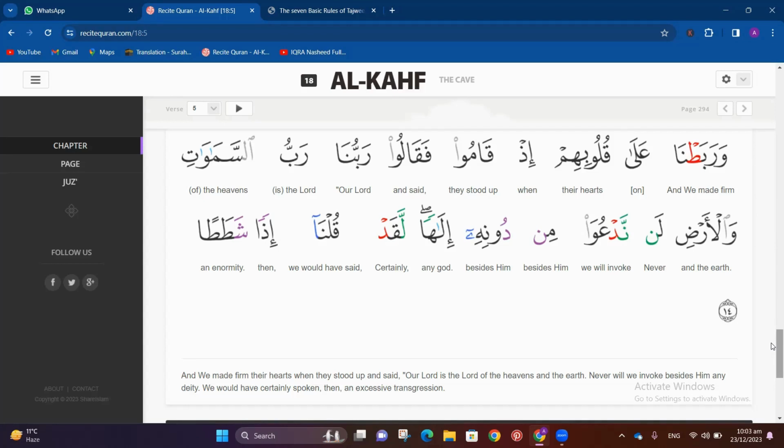وَرَبَطْنَا عَلَى قُلُوبِهِمْ. Then there is ra. So we are going to make it pur, which means that we are going to make it heavy. Ra rather than ri. Wa ra. Wa rabatna. And then there is ba and ta.